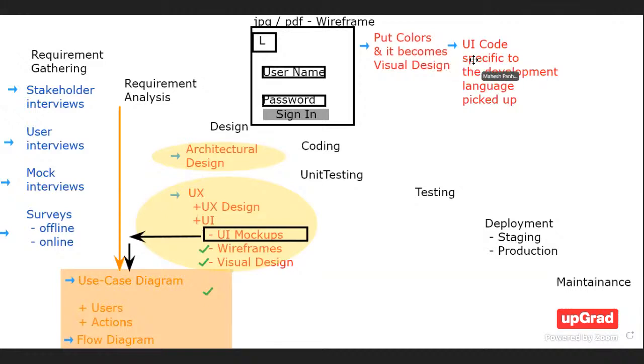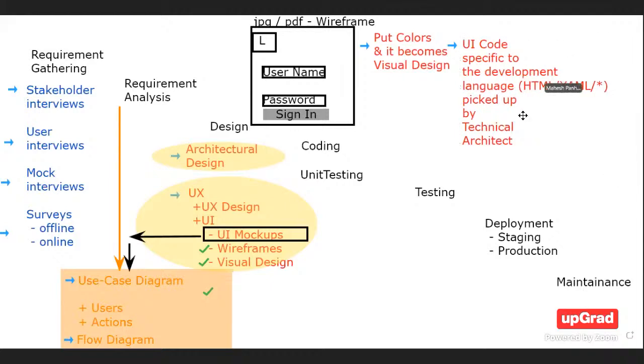But when I say UI code specific to the development language picked up by an architect, it is based on technical specification by technical people. Normally, I deliberately mentioned the picked up language because I just wanted to convey something like this. They can be HTML that you may want. They can be something like XAML that you want. They can be something else you may want.